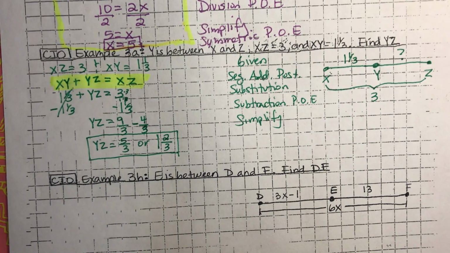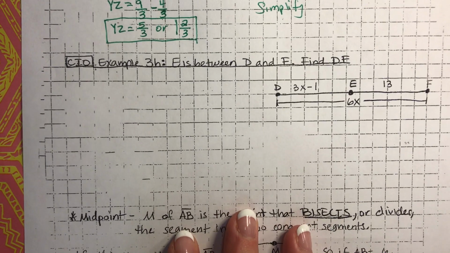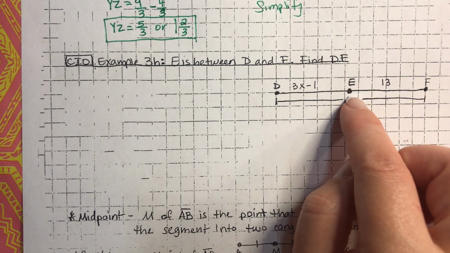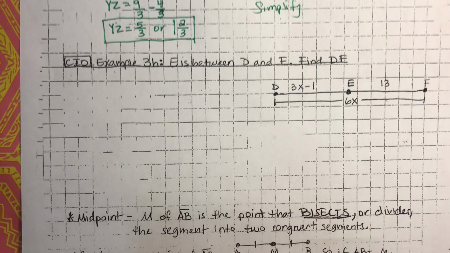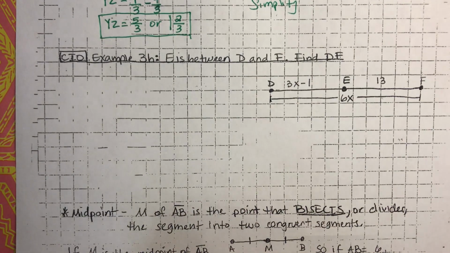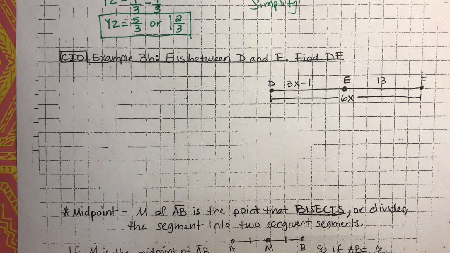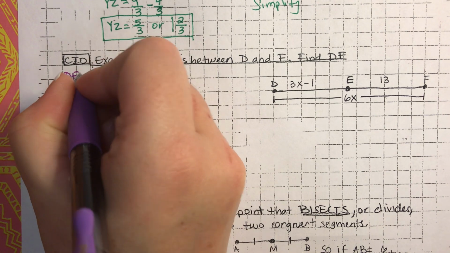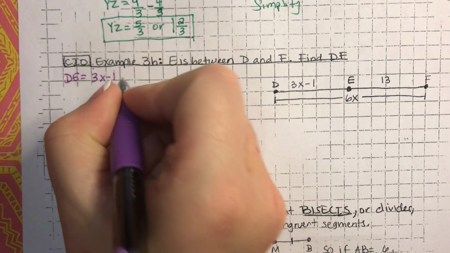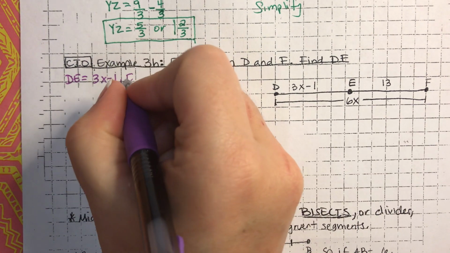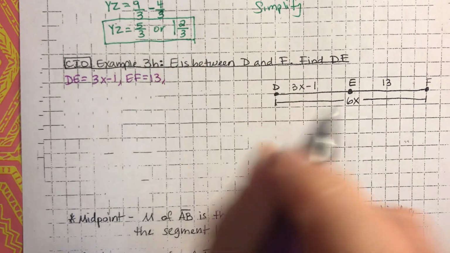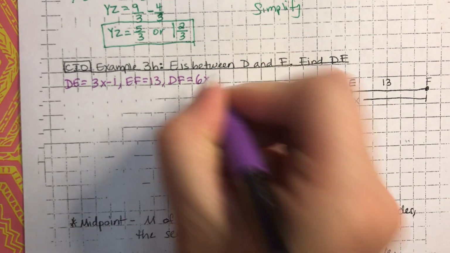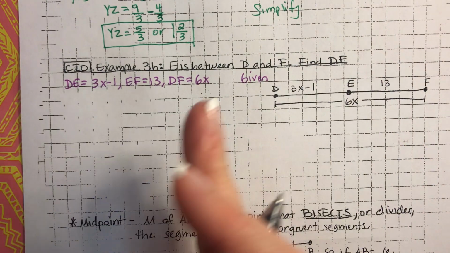All right, perfect. Let's see how you did on, check it out, example 3B. So that says E is between D and F. Find DF, which is the whole thing. So look at that. It gives us a whole bunch of given information. I'm going to go ahead and write down that given information first. So what is the given information? I have that DE is equal to 3x minus 1. And I have EF is equal to 13. And I also have the whole thing, DF, equaling 6x. And that is the given information the problem's giving us.